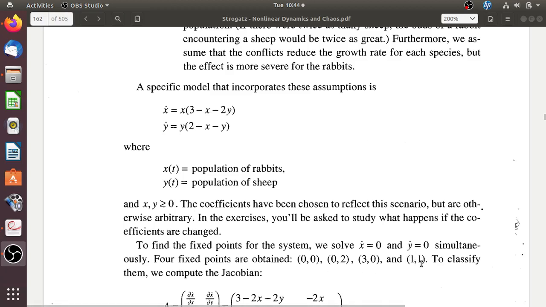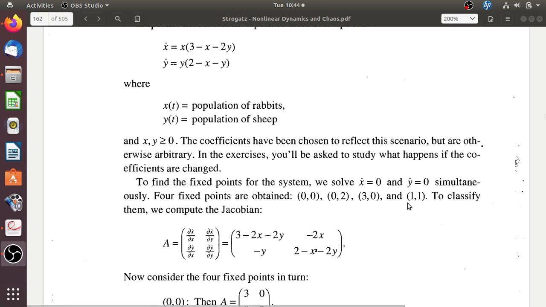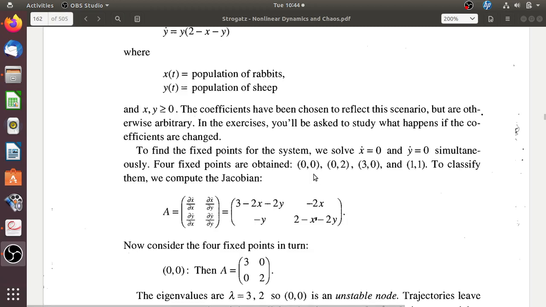Now let's classify the fixed points. To classify them, we need to calculate the Jacobian, and this is the Jacobian matrix we have. For the fixed point 0, 0, it gives us this, and from this we can say it's going to be an unstable node. We could calculate this with eigenvalues or with trace and determinant, so that's up to you. Either way, you will identify that it's an unstable node.